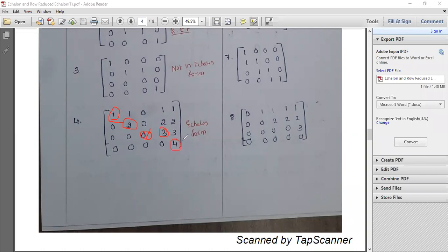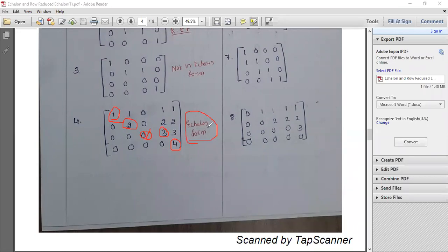Getting, guys? So below the leading element, all the elements are 0. Below the leading element, all the elements are 0. So all these leading elements are there, and below the leading elements, the elements are 0. It is in which form then? Echelon form. Very good. It is in the echelon form. Now you are able to understand.